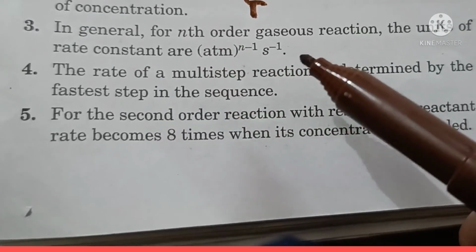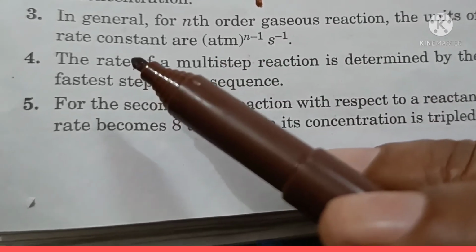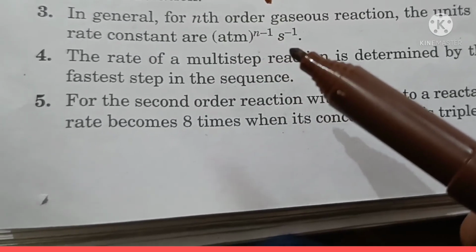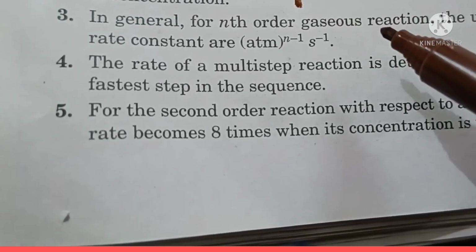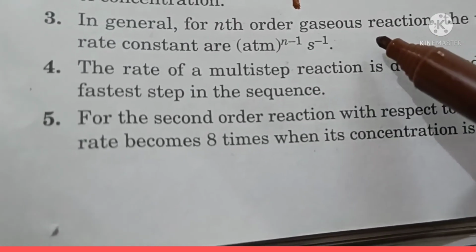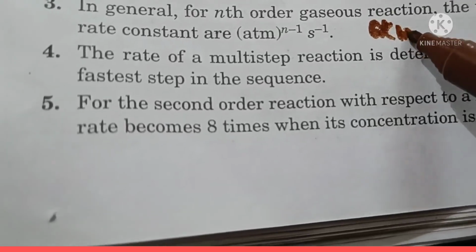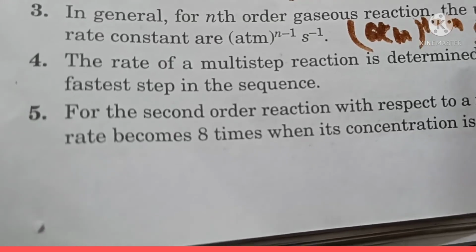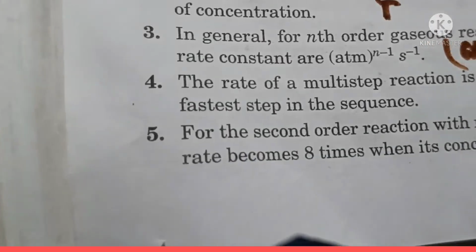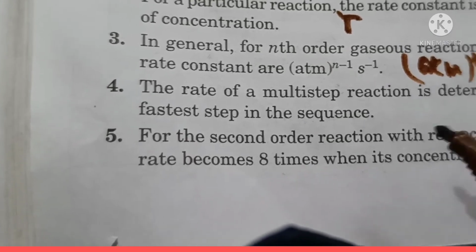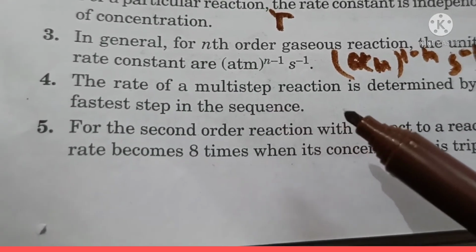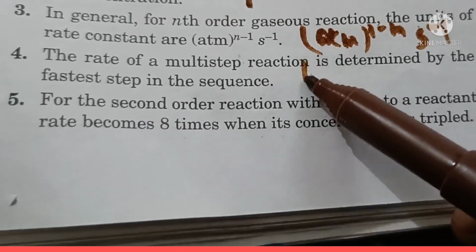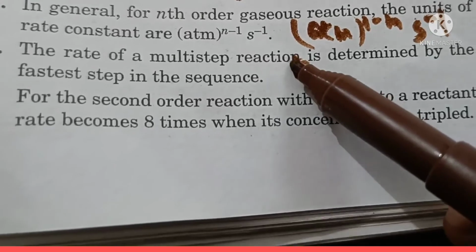In general, for nth order gaseous reaction, the units of rate constant are atmosphere n minus 1 second inverse. No, the units for rate constant are for gaseous atmosphere 1 minus n and second inverse. This should be the units. The rate of a multi-step reaction is determined by the fastest step. No, it is determined by the slowest step in the sequence, so it is false.